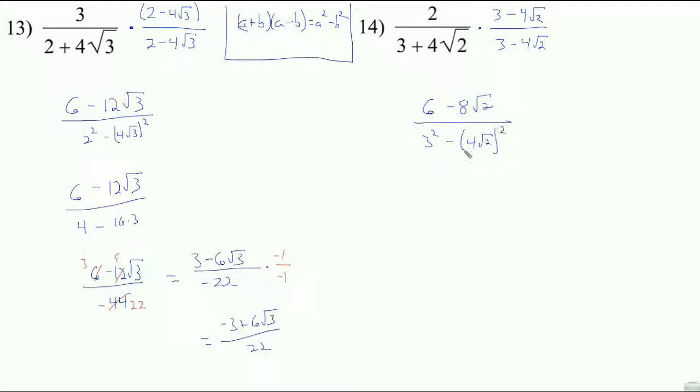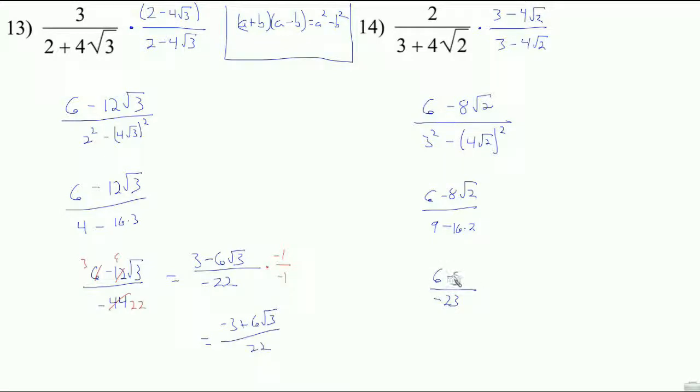Put it in the parentheses just to remind me I have to square both of those. And so we have 6 minus 8 root 2 over 9 minus 4 squared is 16. The square root of 2 squared is 2. 16 times 2 is 32. 9 minus 32 is negative 23. That's what will be in the denominator.